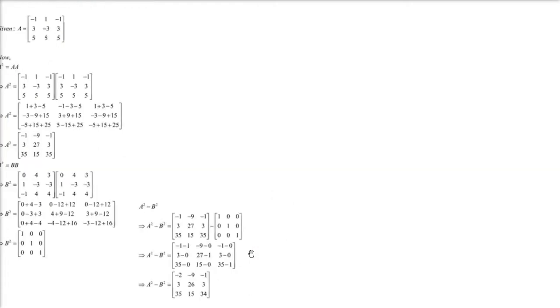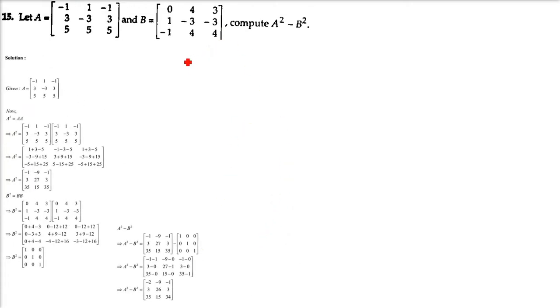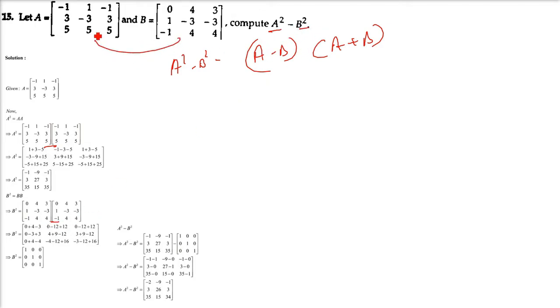There is only one thing I would like to tell you here. That is A square. Why do you want to do A square and B square? There will be 2 multiplications. But here, if you do A square minus B square as A minus B, A plus B, it will be only one multiplication. That is, first add these 2 matrices and subtract these 2 matrices, and finally multiply them. So there will be only one matrix multiplication. That you can also do.